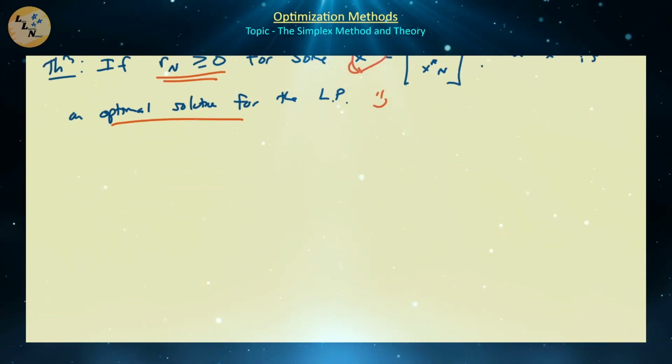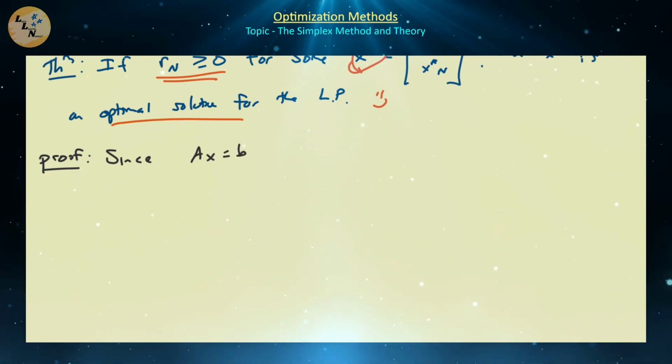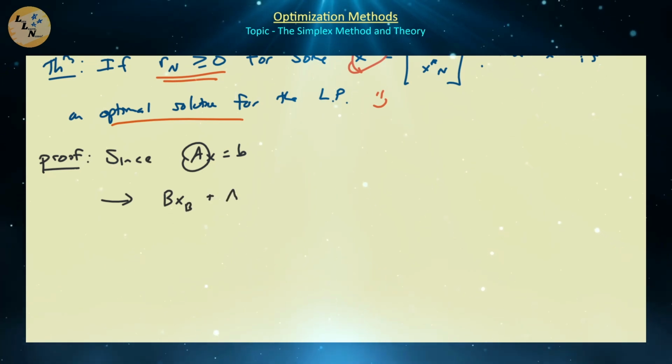So let's see if we can go ahead and maybe prove this very important result. Since we know that Ax is equal to b, we're going to be assuming that our linear program is in standard form, and we know that A can be partitioned into the following form: BxB plus NxN is equal to b.